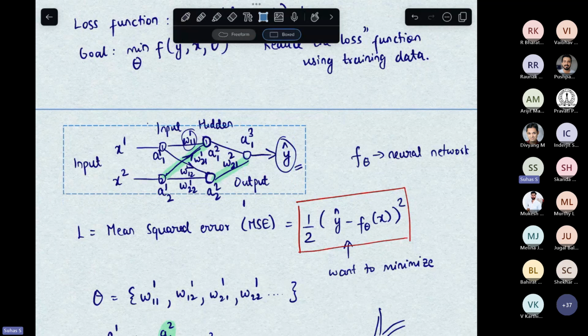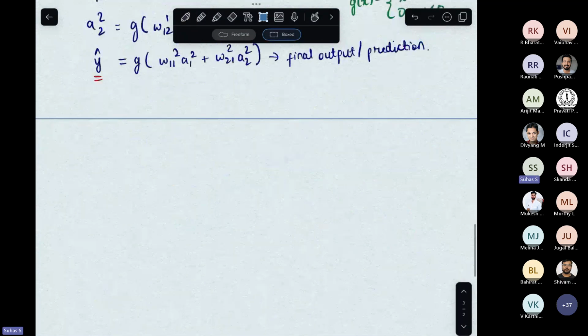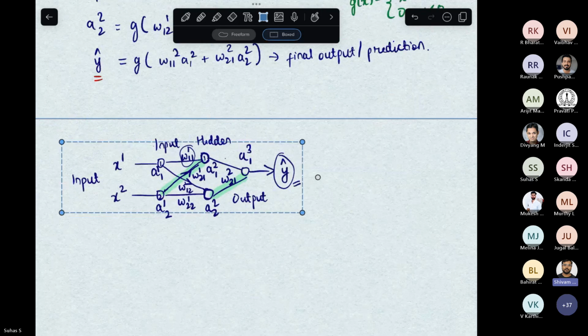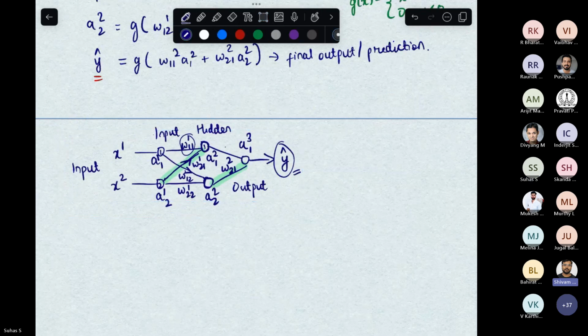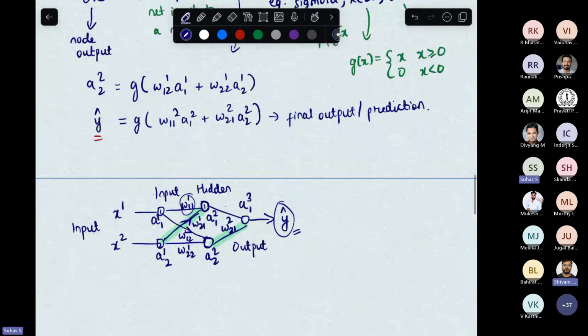One question I have. Sure, go ahead. Does this follow an additive property, where G of W112 A12... can we apply the function on the different weights and then add them, like G of W11 A1 plus G of W21 A2? Sure, it is possible, but generally in neural networks, for a particular layer, you have a particular G.